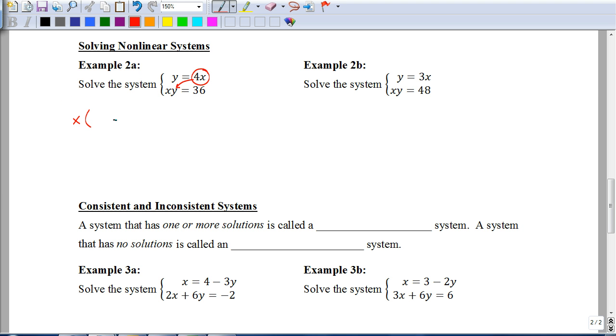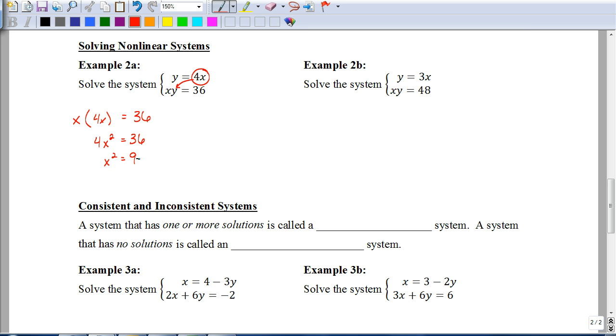Now here's a little note about substituting. Anytime you substitute a value in for another one, and there's going to be multiplication involved, make sure that you put the substituted part inside parentheses. It'll help you avoid some mistakes, which will especially be true in the next example we look at. Okay, so now I have x times 4x. Well, x times 4x would be 4x squared. Divide both sides by 4, and I get x squared equals 9.